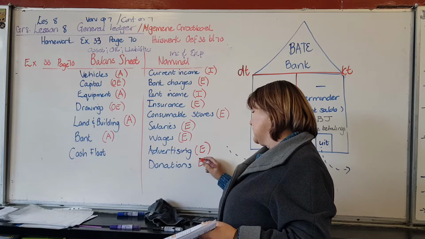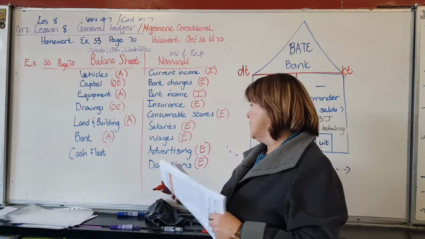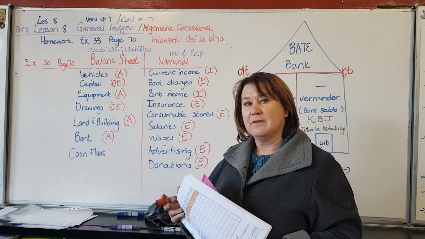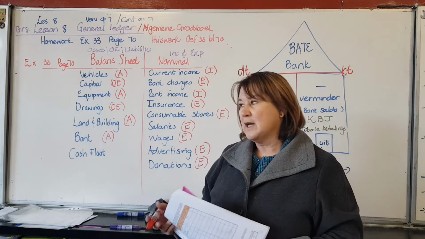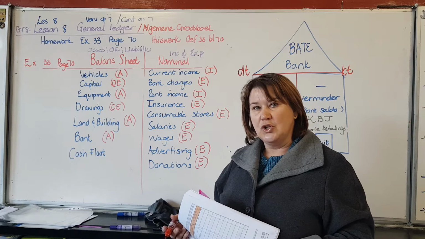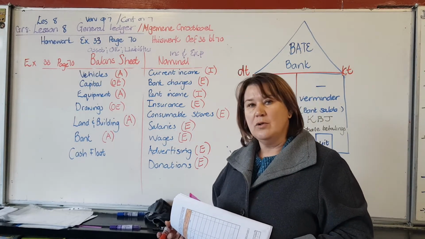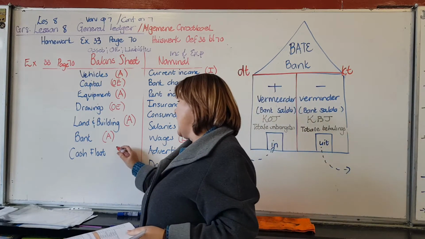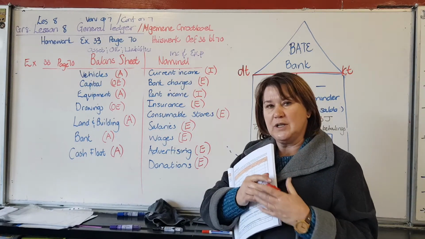Donation is an expense, nominal. Sometimes donations can also be an income for the business if they receive a donation from a source outside. All right, but mostly the business will give a donation to, say for instance, the old age home or a school or whatever, then it's an expense for them. And then lastly, your cash flow is an asset. An asset is part of your balance sheet accounts.